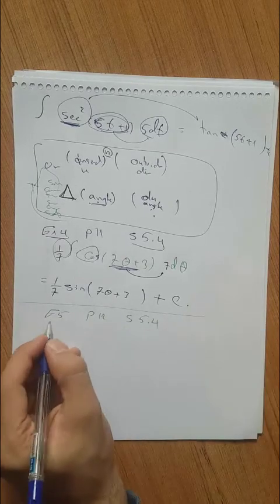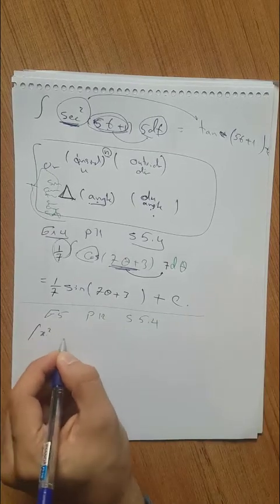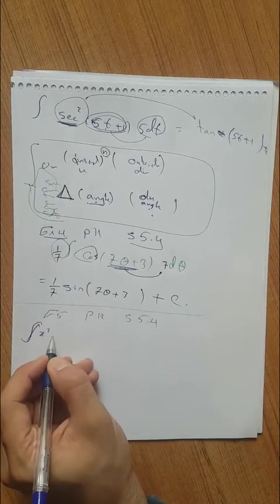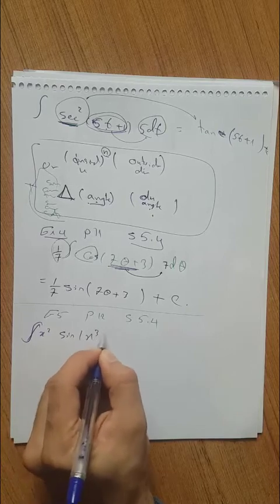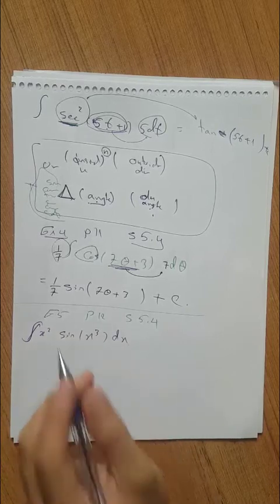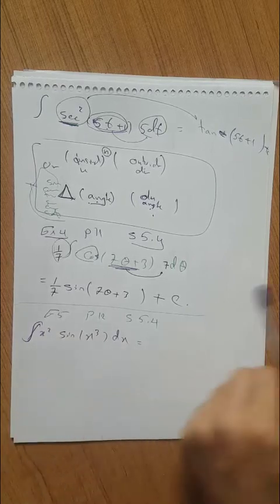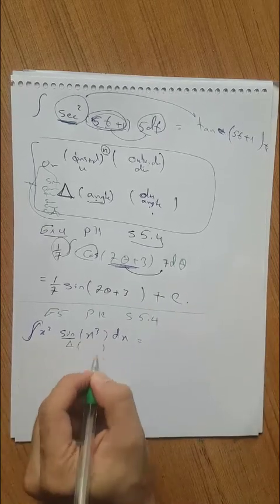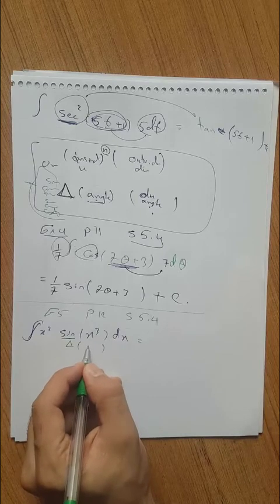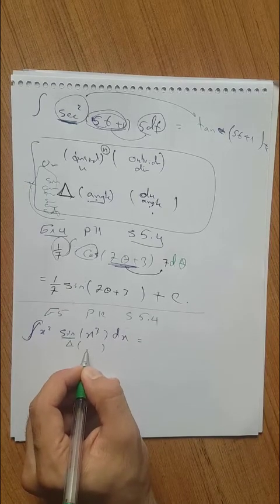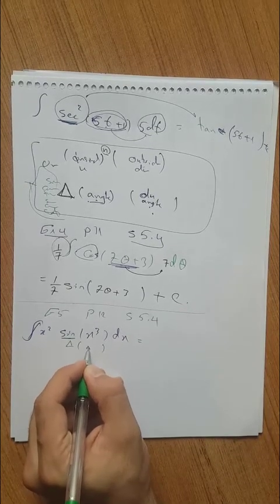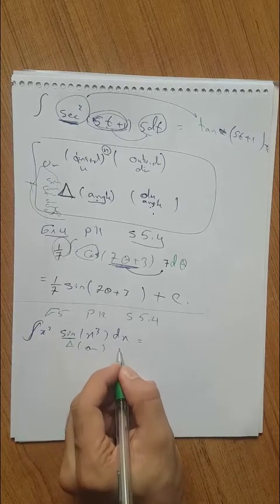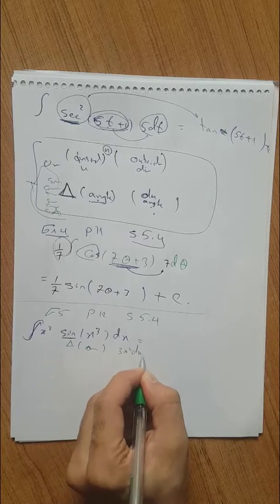So you see that if we have the integral of x squared sine of x cubed dx, as I mentioned, please try to organize it. First of all, what do we have? We have the trigonometric function. And how about the angle? We have x to power 3. So the derivative of the angle is equal to 3x squared dx.